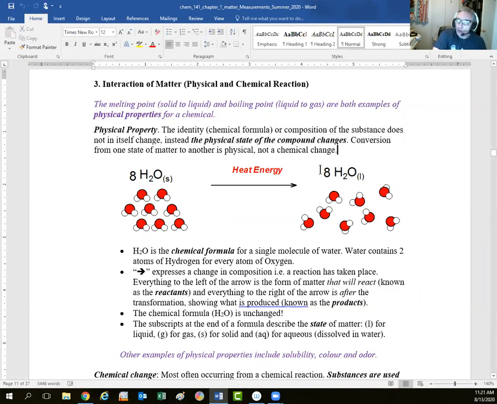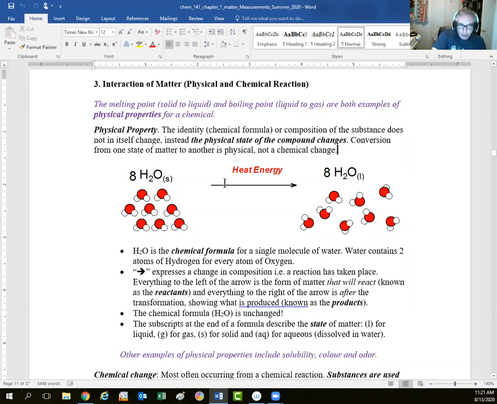So the chemical composition of that matter isn't changing. Whether it's ice, liquid water, or water vapor, it's still basically H2O. There's no change to the chemical formula. So we see the chemical formula at the beginning on the left. We see how many units of matter that we're talking about, 8 in this case. 1, 2, 3, 4, 5, 6, 7, 8.